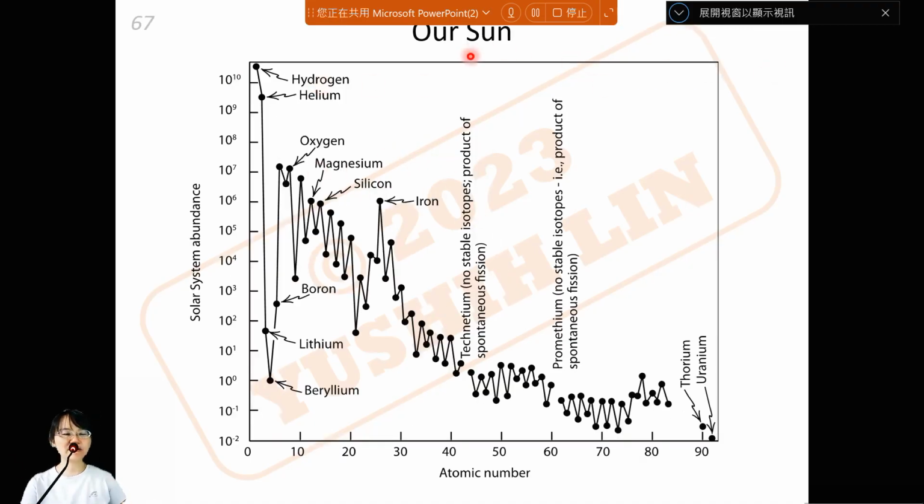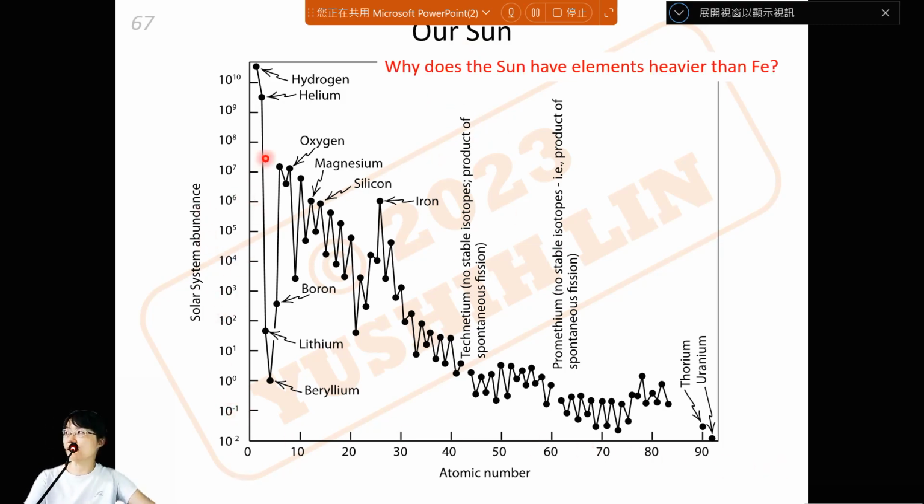Lastly, let's look at our sun. This is atomic number, and this is abundance in logarithmic scale, which means it has much, much more hydrogen and helium than all the other elements. Then you also see this zigzag. Question, our sun, what is it doing now? It's a main sequence star. The nuclear reaction within our sun is hydrogen fusing to helium. But when you look at our sun, it has a wide array of elements ranging from beryllium to uranium. So why does the sun have elements heavier than iron?